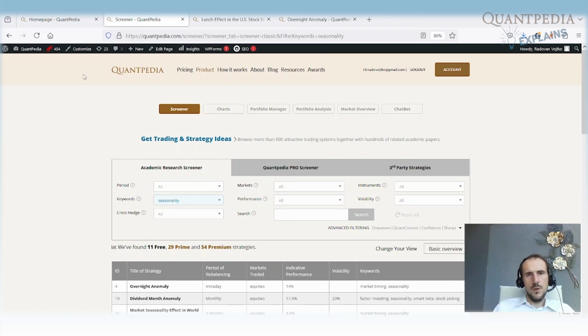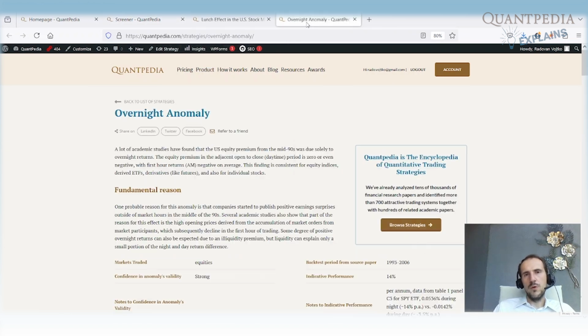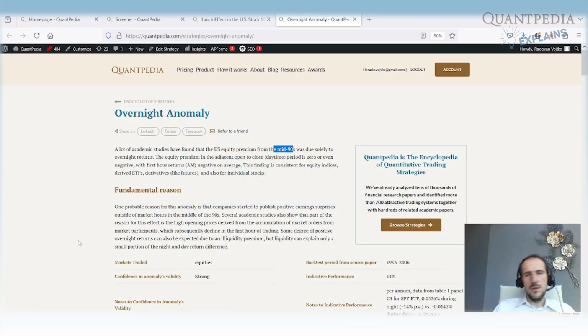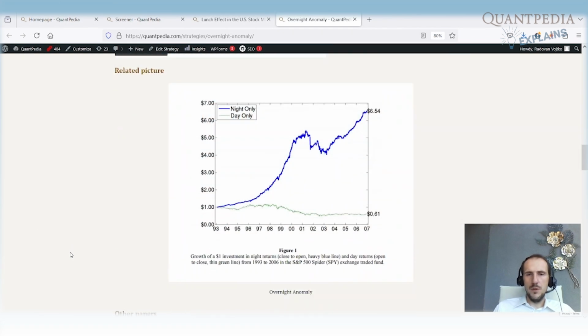One of the probably well-known anomalies is the overnight anomaly. There are a lot of academic studies that found that the US equity premium from the mid-90s is due solely to overnight returns. When we take the equity return and only the nightly return, our performance is significantly positive. And when we take only the daily return, the performance from the open until the close, we can see that the market has not moved at all.